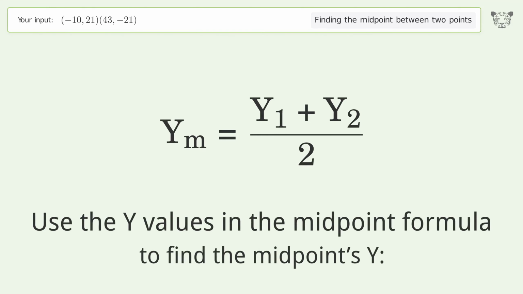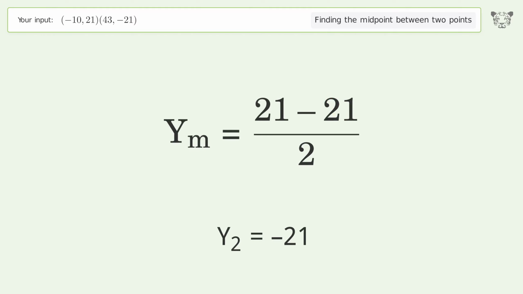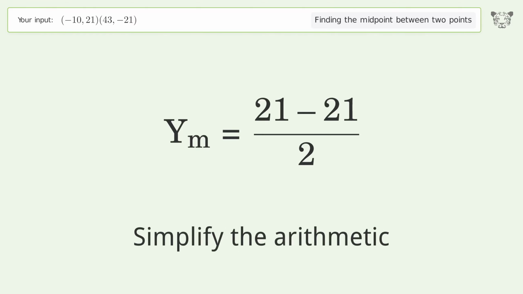Use the y values in the midpoint formula to find the midpoints y. y1 equals 21. y2 equals -21. Simplify the arithmetic.